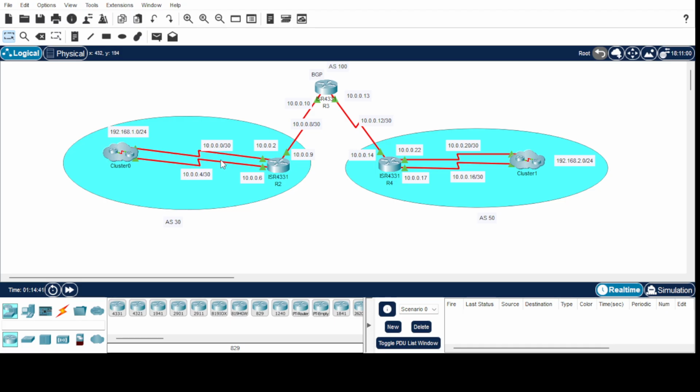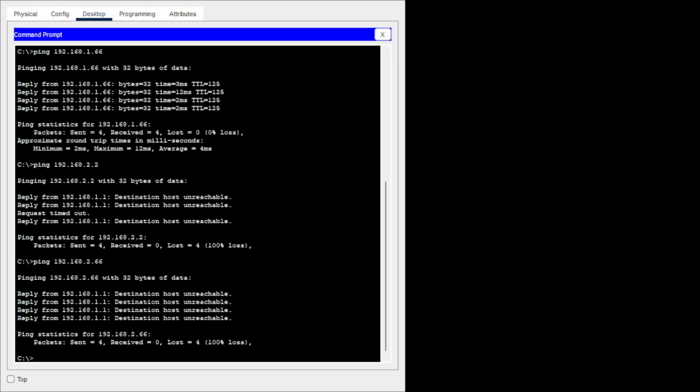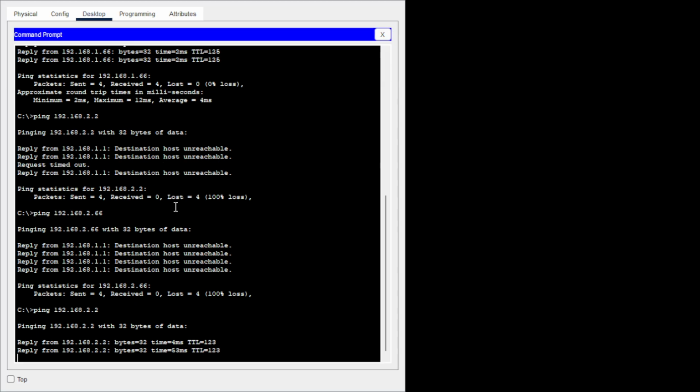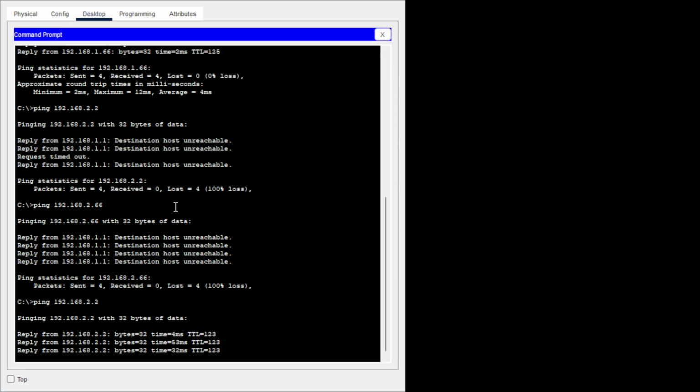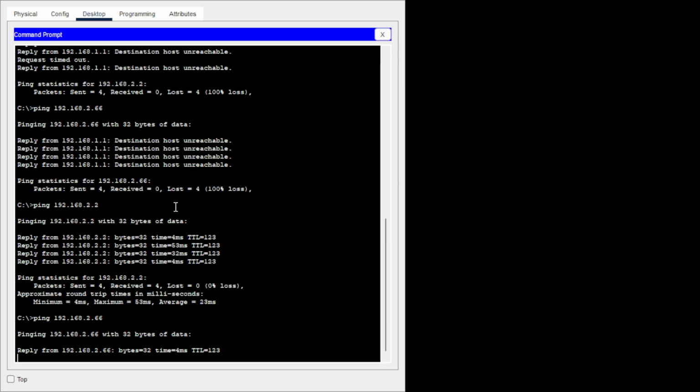So I think the network will work now. So let's go to cluster 0 and try to ping from cluster 0 to cluster 1. So PC 0, I'm bringing the main screen again. PC 0. So now pinging again 2.2. Now it's pinging, and 2.66 is also pinging.